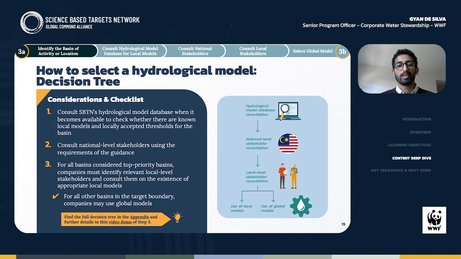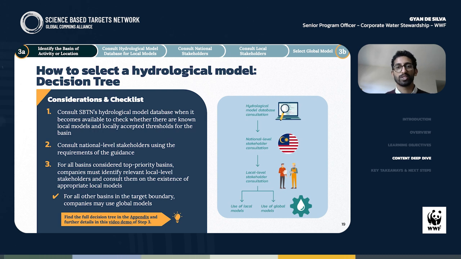As mentioned, step 3 includes a multi-staged search process that will guide a company to identify an appropriate hydrological model to set targets. These tasks are part of a decision tree that is included in the technical guidance and simplified here. This approach helps a company to focus efforts on finding local hydrological models only in top priority basins and move quickly to the use of global models to set targets in all other basins. So here's a quick walkthrough of this decision tree.